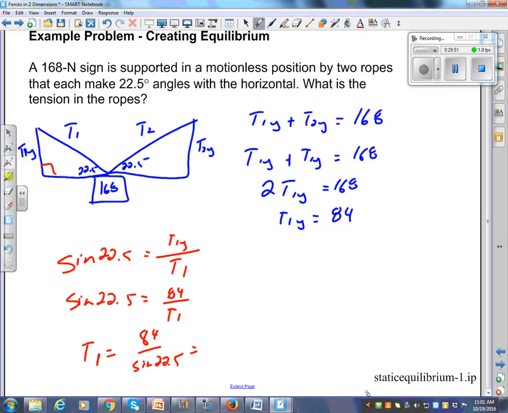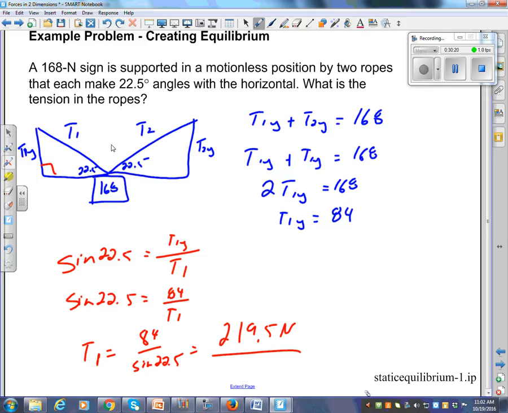That 22.5 is kind of a weird angle. I'm guessing it's because the sine of it is some nice number. What do you think it'll be? 219.5 is what I get. Significantly more, right? Significantly more than the 84. Why?